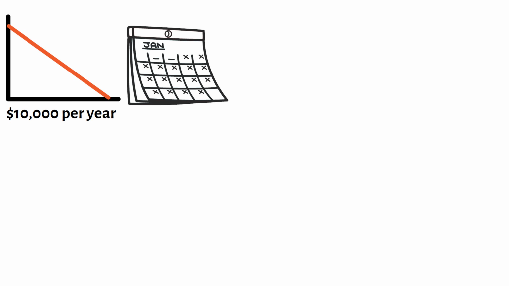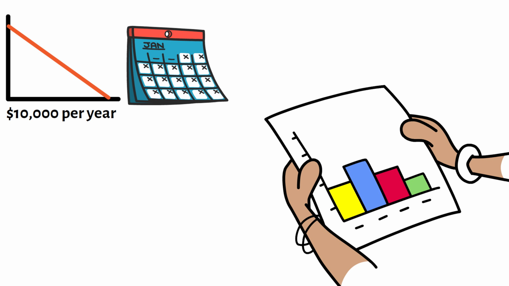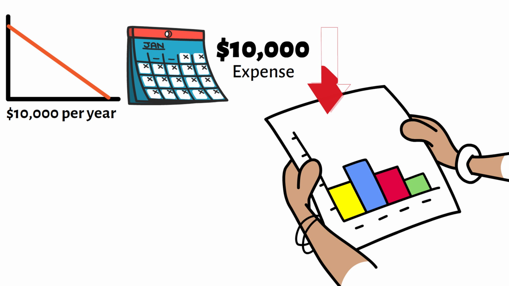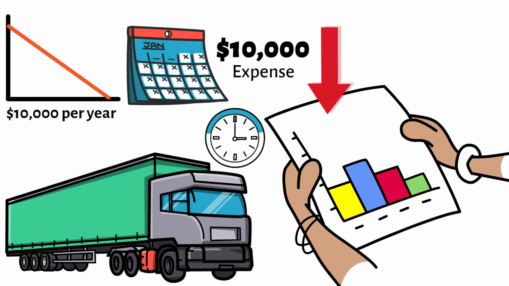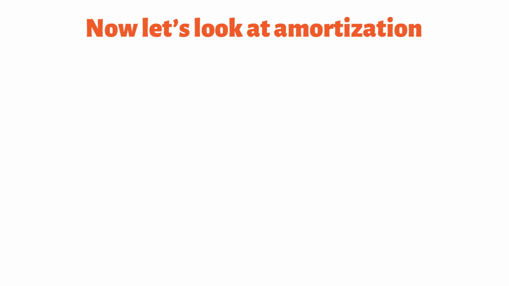So each year, the income statement shows a $10,000 expense. The value of the truck on the balance sheet decreases gradually. This reflects the reality of the truck being used up over time. Now let's look at amortization.